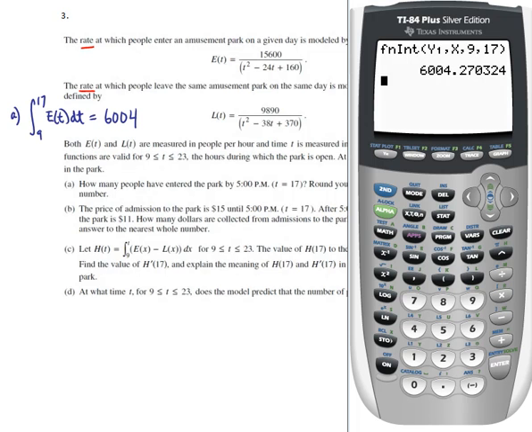So that's the answer to part A. 6,004 people have, according to the model, entered the park by 5 o'clock, t equals 17. Okay, I'm going to close the graphing calculator and go into part B. Well, we're going to run out of time on this video, so I'll start part B in the next video and stop this one here.